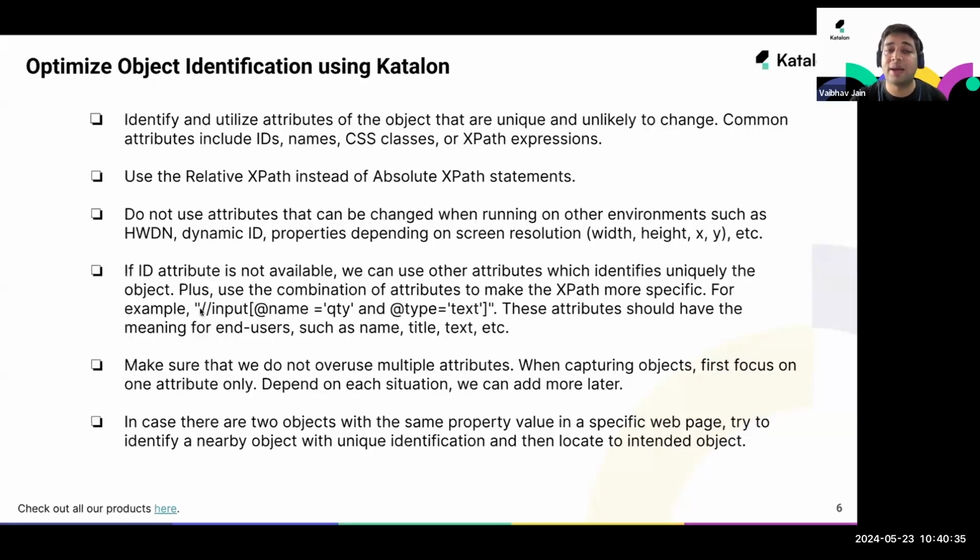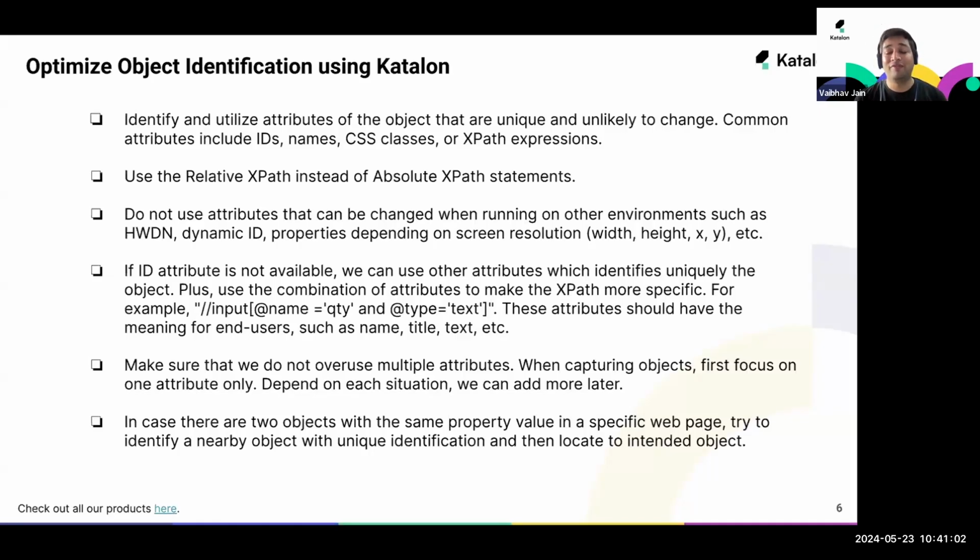So as in the example I have shown here, we can use the name or type property to create the XPath. But when we are using multiple objects, we should keep in mind that we should not use too many objects to create an XPath. If we do that, sometimes it happens that if one of the objects' attribute properties gets changed, it will impact your execution. So we should not overuse multiple attributes either.